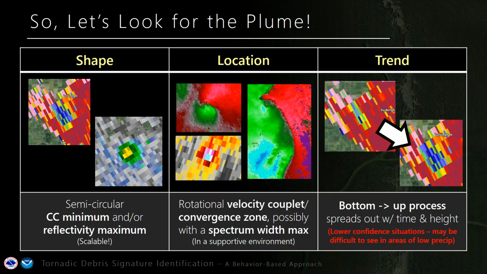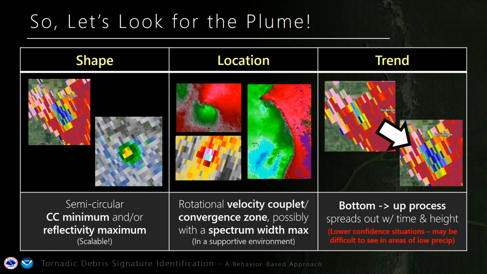And then also, I know Ray is listening, I'm going to put in that spectrum width max. Spectrum width is a wonderful tool to look for these circulations that may not have an actual couplet with them on SRM, but spectrum width will show it sometimes, not always. And then look for the trend.